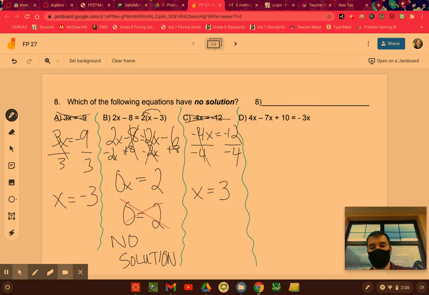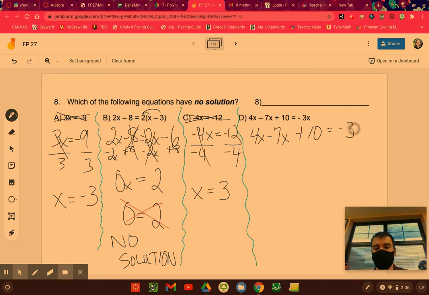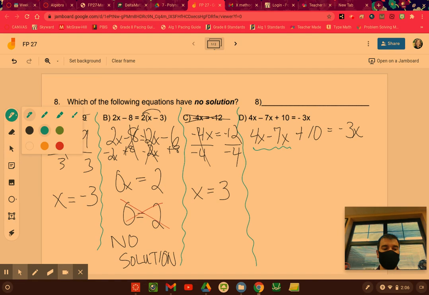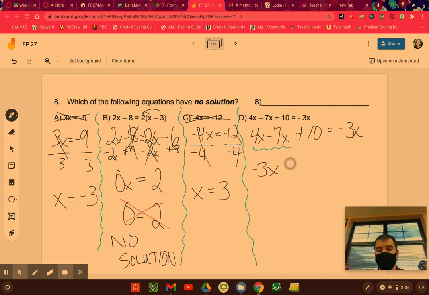So let's check D as well. So D, we have 4x minus 7x plus 10 equals negative 3x. So again, we have to try to get all our x's on the same side. So here, I have like terms of x's. So something I can do is combine those. So 4x minus 7x would give me a negative 3x. Still have plus 10 and then equal to negative 3x.